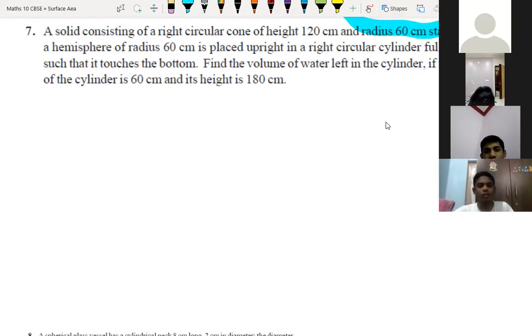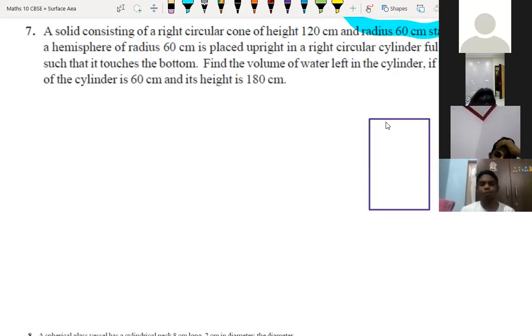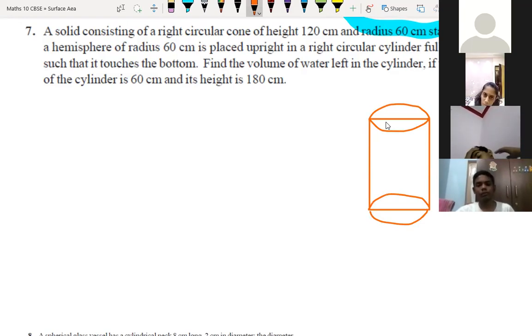A solid consists of a right circular cone of this height, standing on a hemisphere, placed upright in a right circular cylinder. First we make the right circular cylinder, then we decide what is happening over here. So this is your cylinder. The solid touches the bottom of it. We have to find the volume of this.